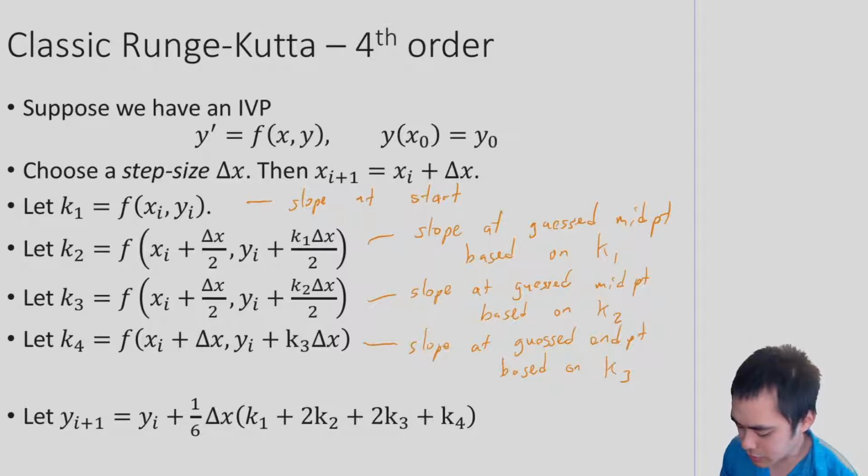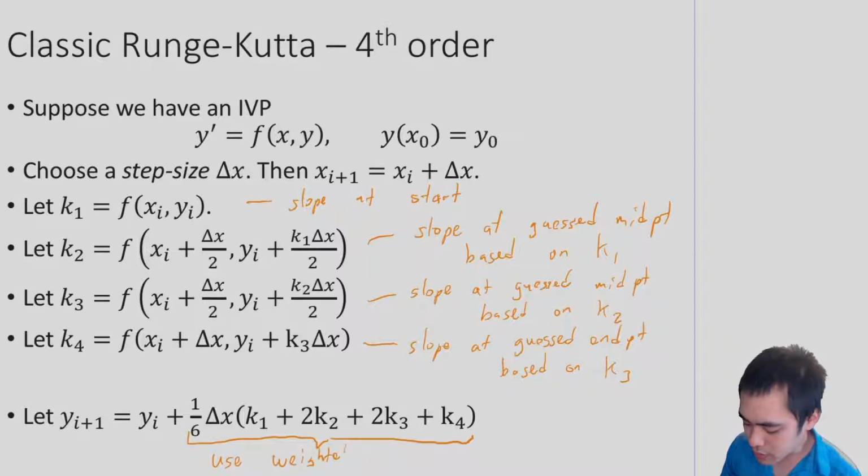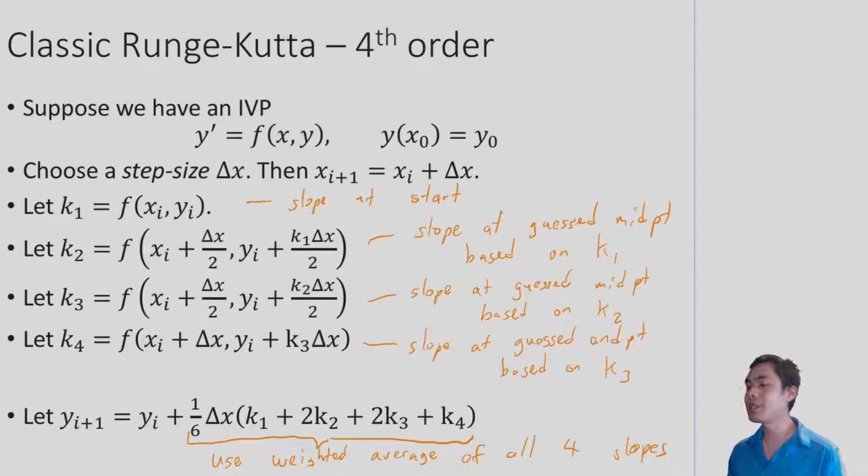So you're basically taking the average of a bunch of these slopes, because you're right, the midpoint isn't always better than the first point or the endpoint. And so this method, classic Runge-Kutta, uses a weighted average of all four slopes, which is why this is a fourth order method.